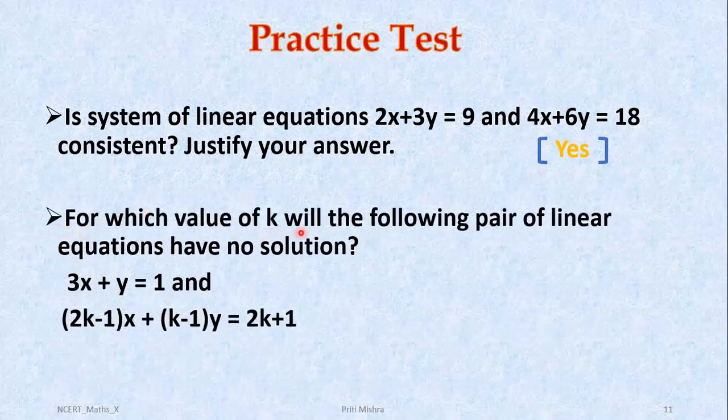For which value of k will the following pair of linear equations have no solution? The equations are 3x plus y is equal to 1 and (2k minus 1)x plus (k minus 1)y is equal to 2k plus 1. So at first you have to write these two equations in the cross multiplication format. Then just find out the ratios A1 upon A2, B1 upon B2 and C1 upon C2. Then apply the condition I have explained to you for no solution, right? And after applying that condition, you will be able to find out the value of k here.